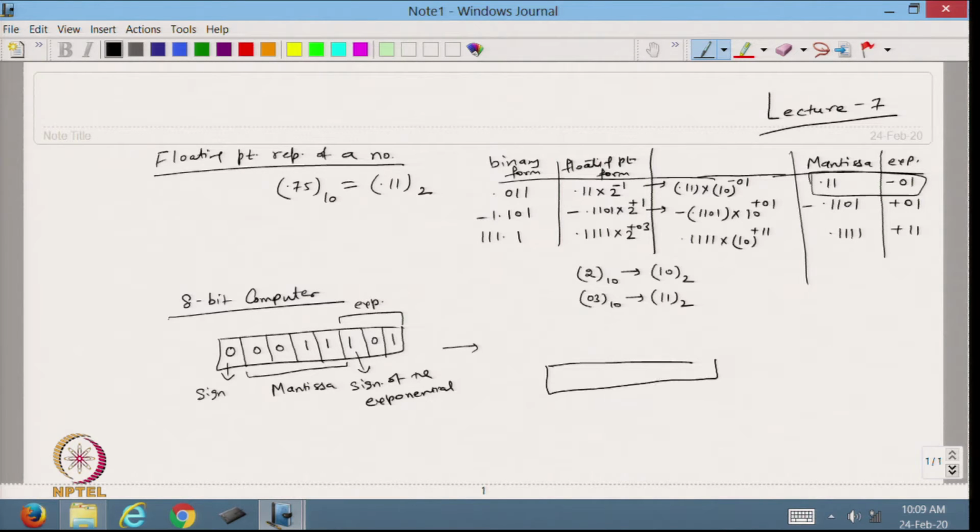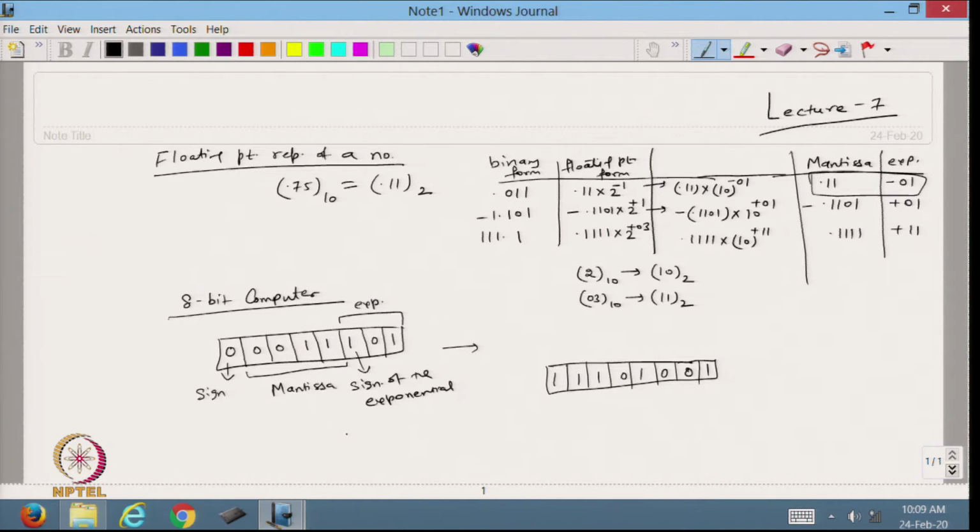The same way I can save the next one. In an 8-bit computer, I put the negative sign, so 1, and then 1 1 0 1, and then 0 for the sign of the exponent and 0 1. In this way, if I work with an 8-bit computer, this number can be saved in memory.